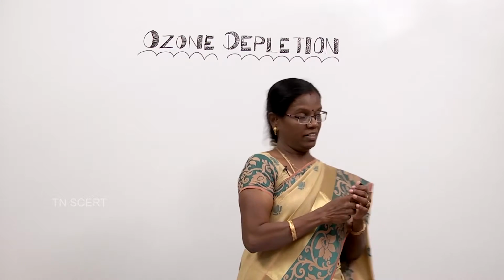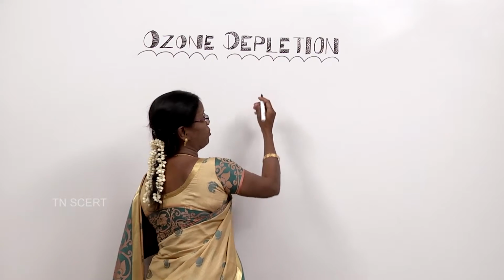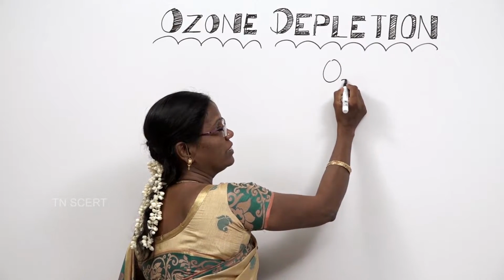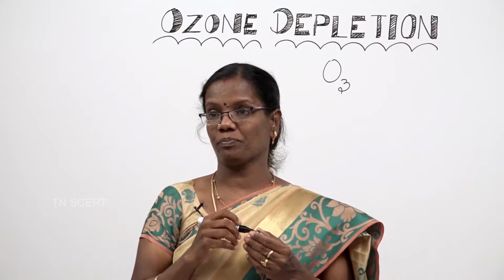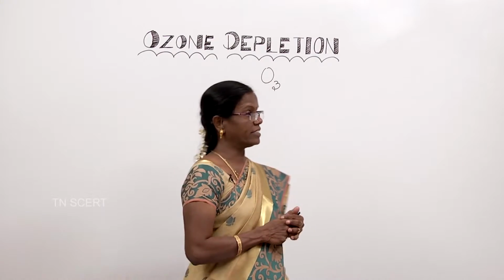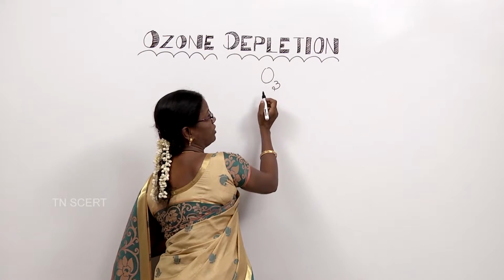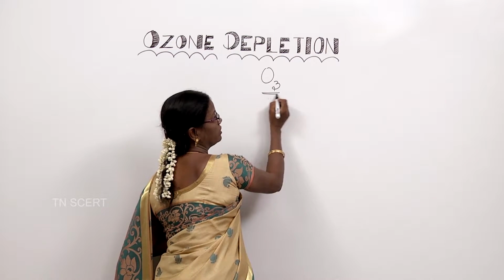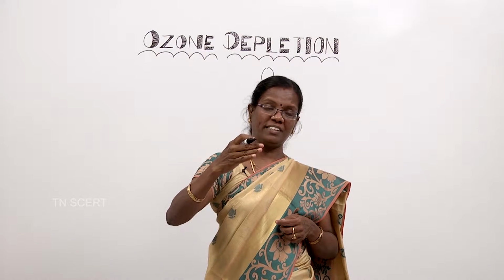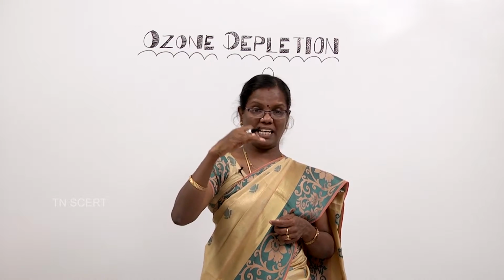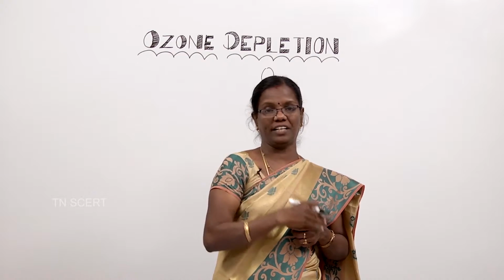Ozone, chemically its formula is O3 and we call it ozone. Chemically we call it ozone. The formula for ozone is O3. Actually, this ozone is formed in the stratosphere by the action of UV rays.